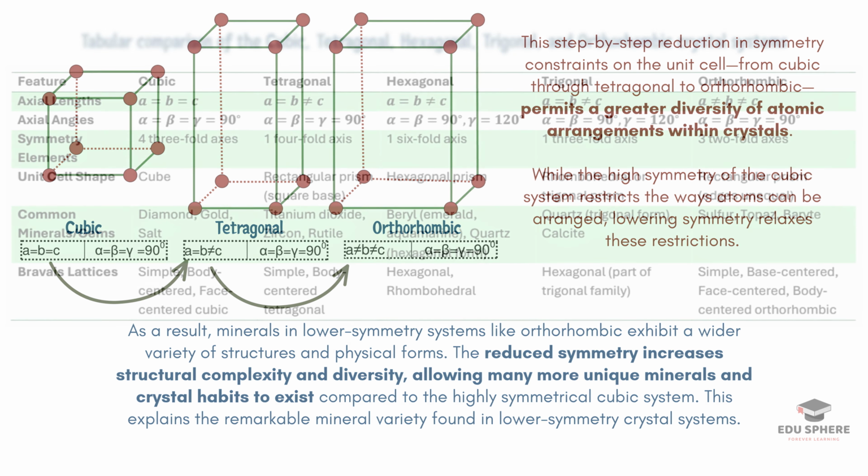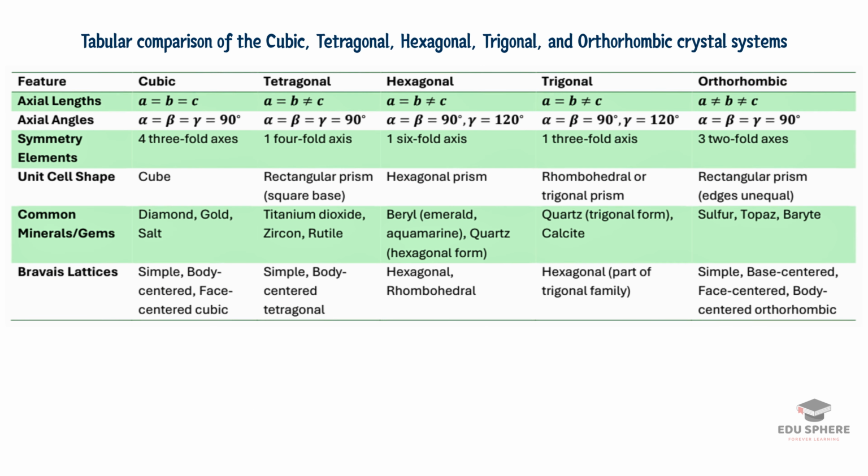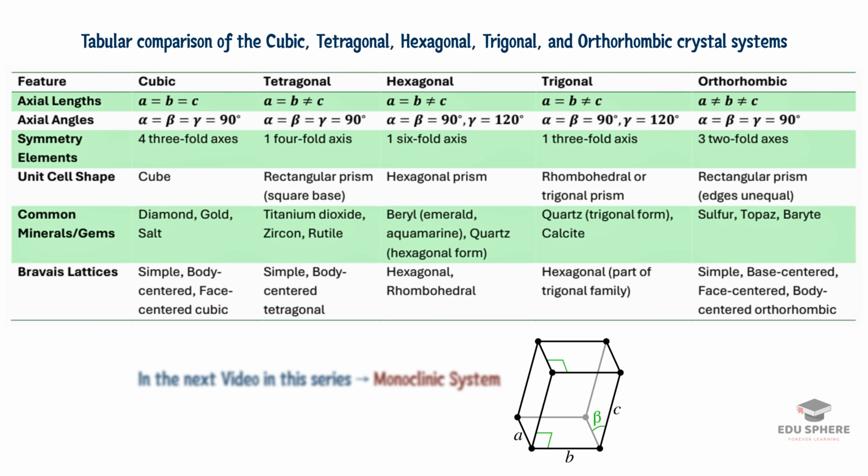So far, all the systems we have looked at have had one thing in common. All their axes meet at perfect 90-degree angles. But what happens when we break that rule? What happens when an axis starts to tilt? Join me in the next part as we enter the tilted world of the monoclinic system, the single most common crystal system for minerals on Earth.